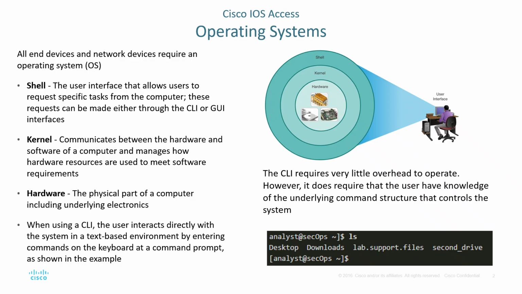Next, you have your kernel. Your kernel communicates between the hardware and the software of a computer and manages how hardware resources are used to meet software requirements. And then you actually have your hardware. So, the hardware is the physical part of a computer, including all the underlying electronics, all the circuitry, things of that nature.